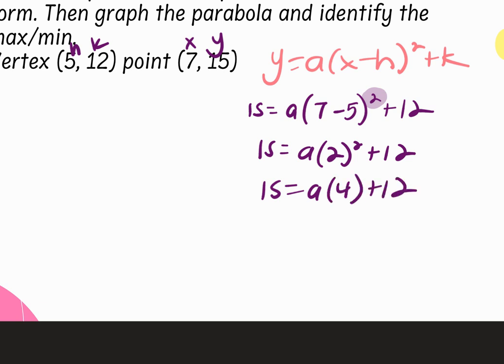and 15 equals A times 4 plus 12. This is the other interesting thing people do is add the 4 and the 12. That 4 is part of the A. You cannot break up the 4A. You have to subtract the 12. So 3 equals A times 4, and then divide by 4. So A equals 3/4.